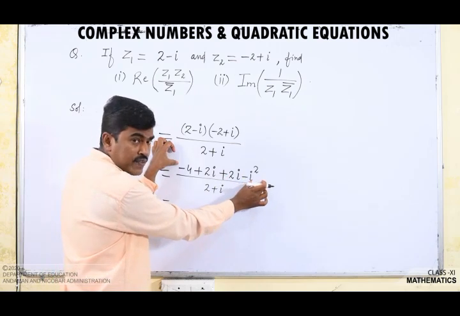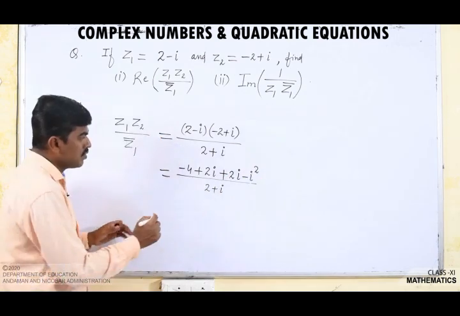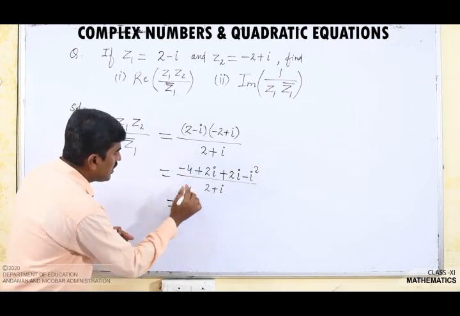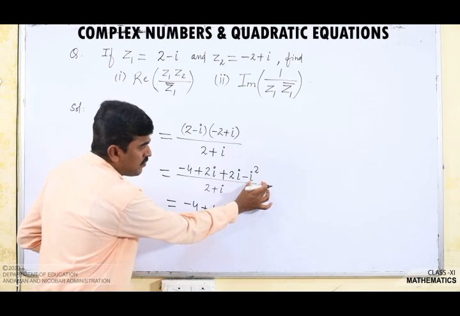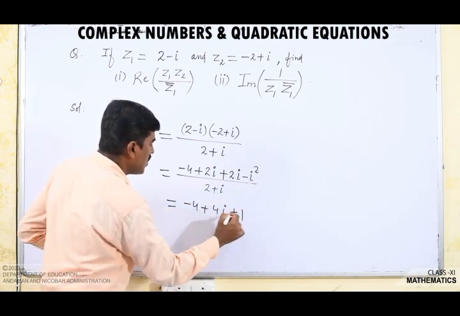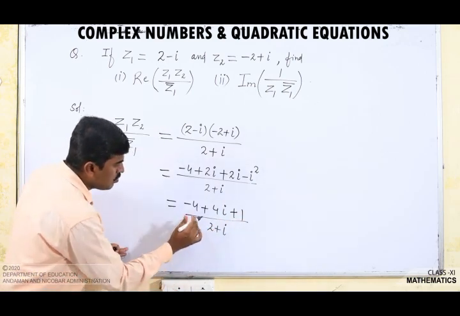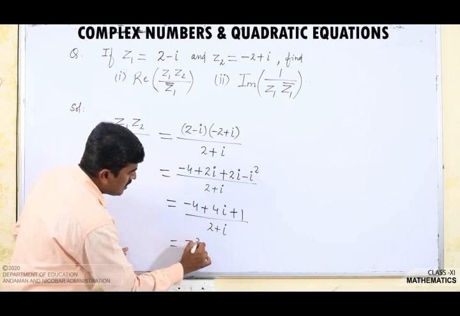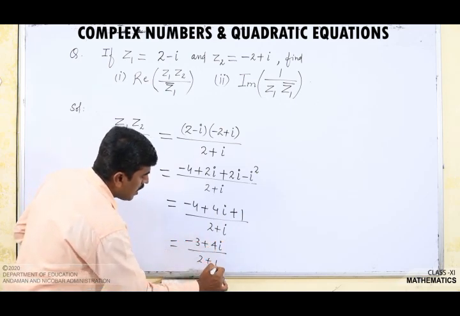And what is the value of I square? I square is equals to minus 1. So, it is equals to minus 4 plus 4I. So, what is the value of I square? That is minus 1. So, here it is minus, so it will be plus 1 divided by 2 plus I. So, that is equals to minus 4 plus 1, that is minus 3 plus 4I upon 2 plus I.